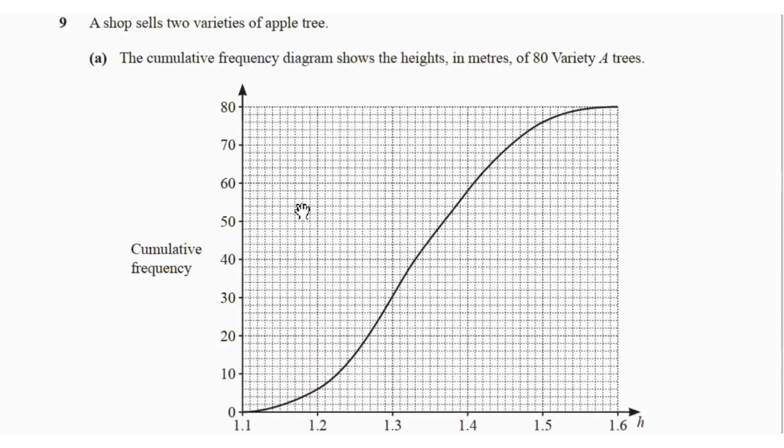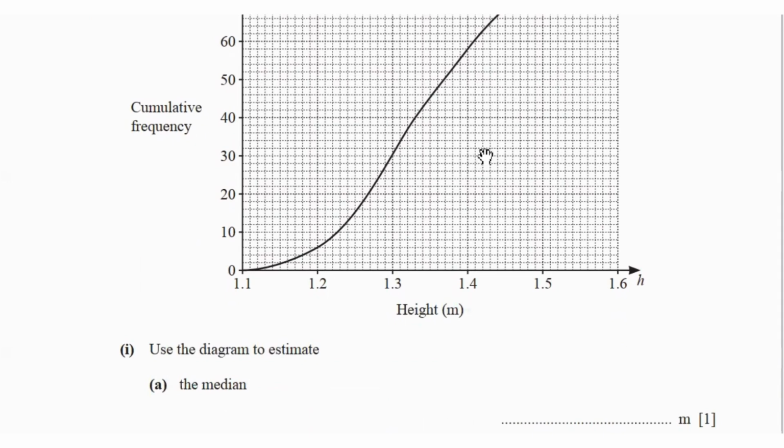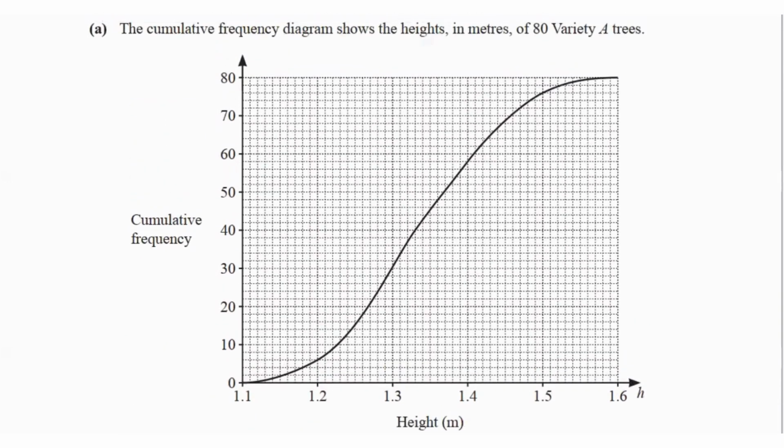Question 9 says a shop sells 2 varieties of apple tree. The cumulative frequency diagram shows the heights in meters of 80 variety A trees. Use the diagram to estimate the median. So for the median, it's the middle value, which means half of 80 is 40. So 40 gives us the value of 1.33. This is what I'm getting.